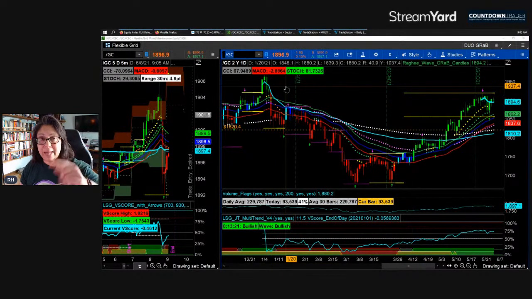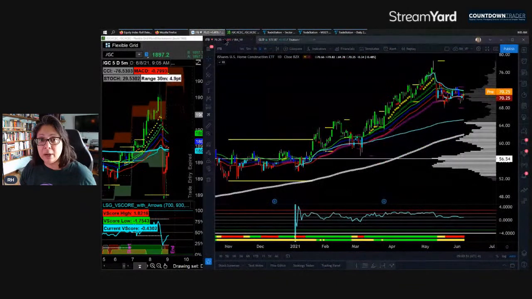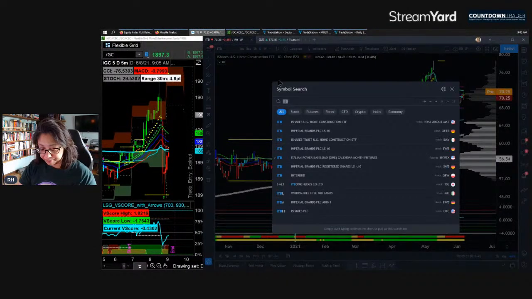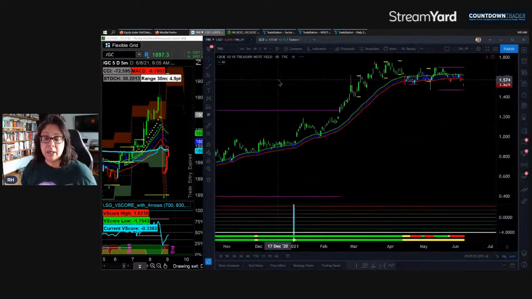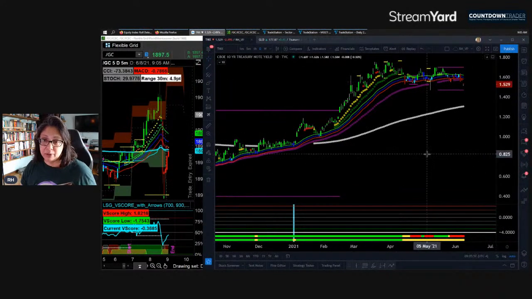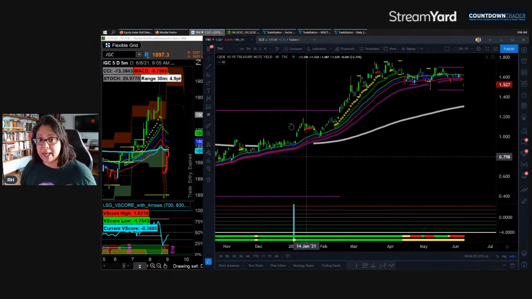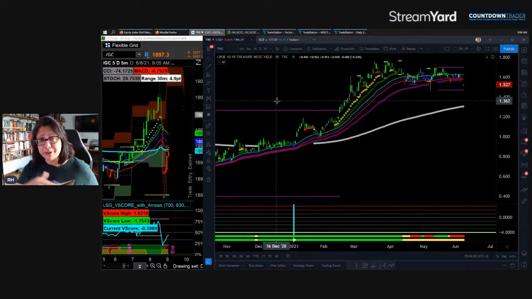So now that we understand the trajectory of bonds and sort of the knock-on effect, let's go to another knock-on effect. And for that, we'll jump on over to the TNX on TradingView. So what's the deal with the TNX on TradingView? It too is flattened out.